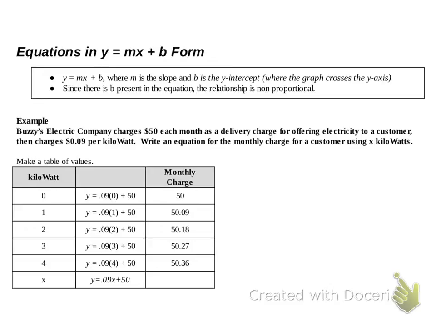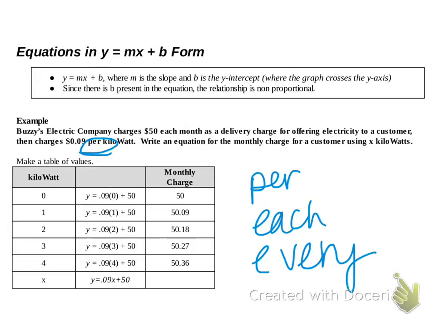Buzzy's Electric Company charges $50 for a delivery charge for offering electricity to a company. It's 9 cents per each kilowatt. Write an equation if it uses x amount of kilowatts. So see this word per, each, every, all of those are going to tell you the number that goes next to x. We talked about this the other day: slope is that unit rate. That is what goes in front of x.